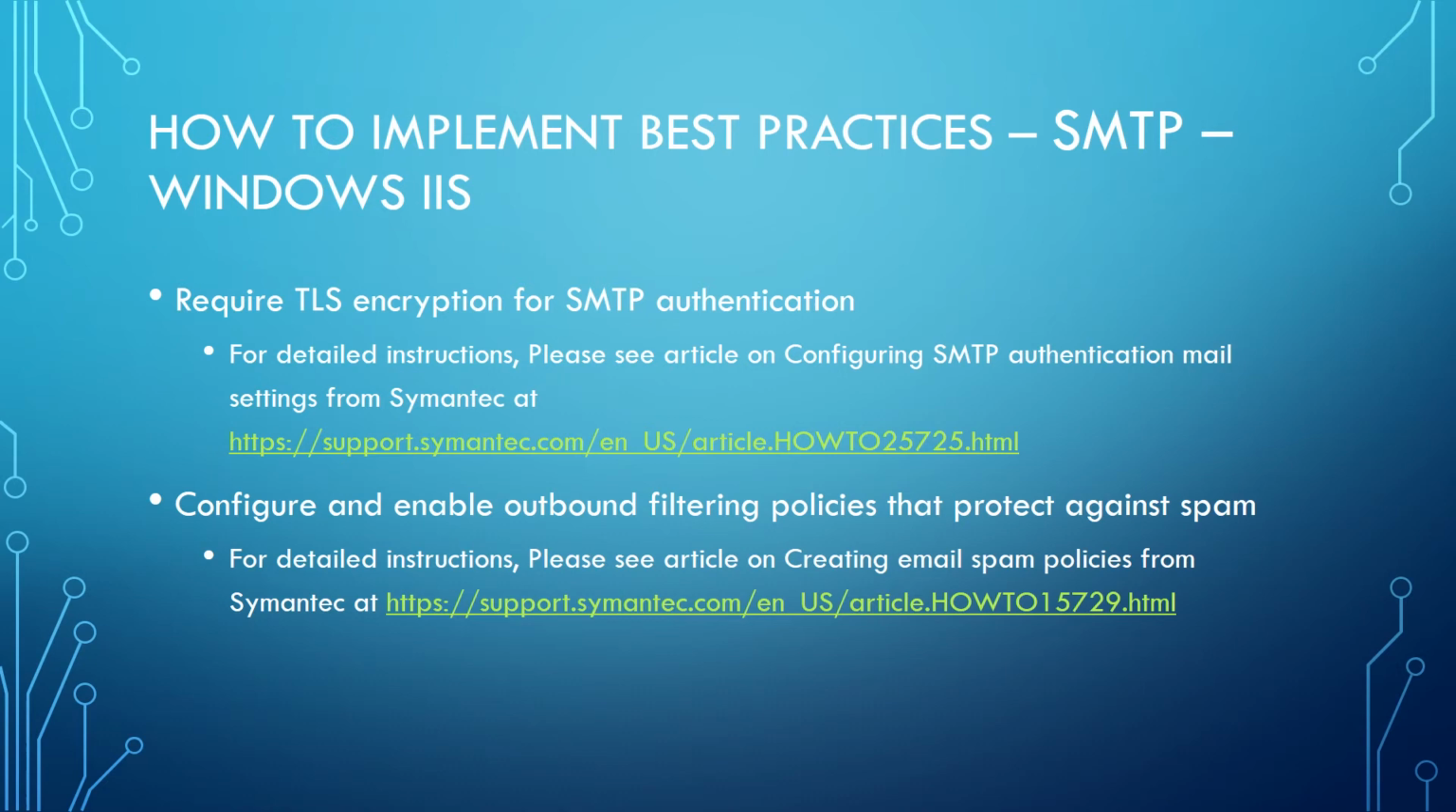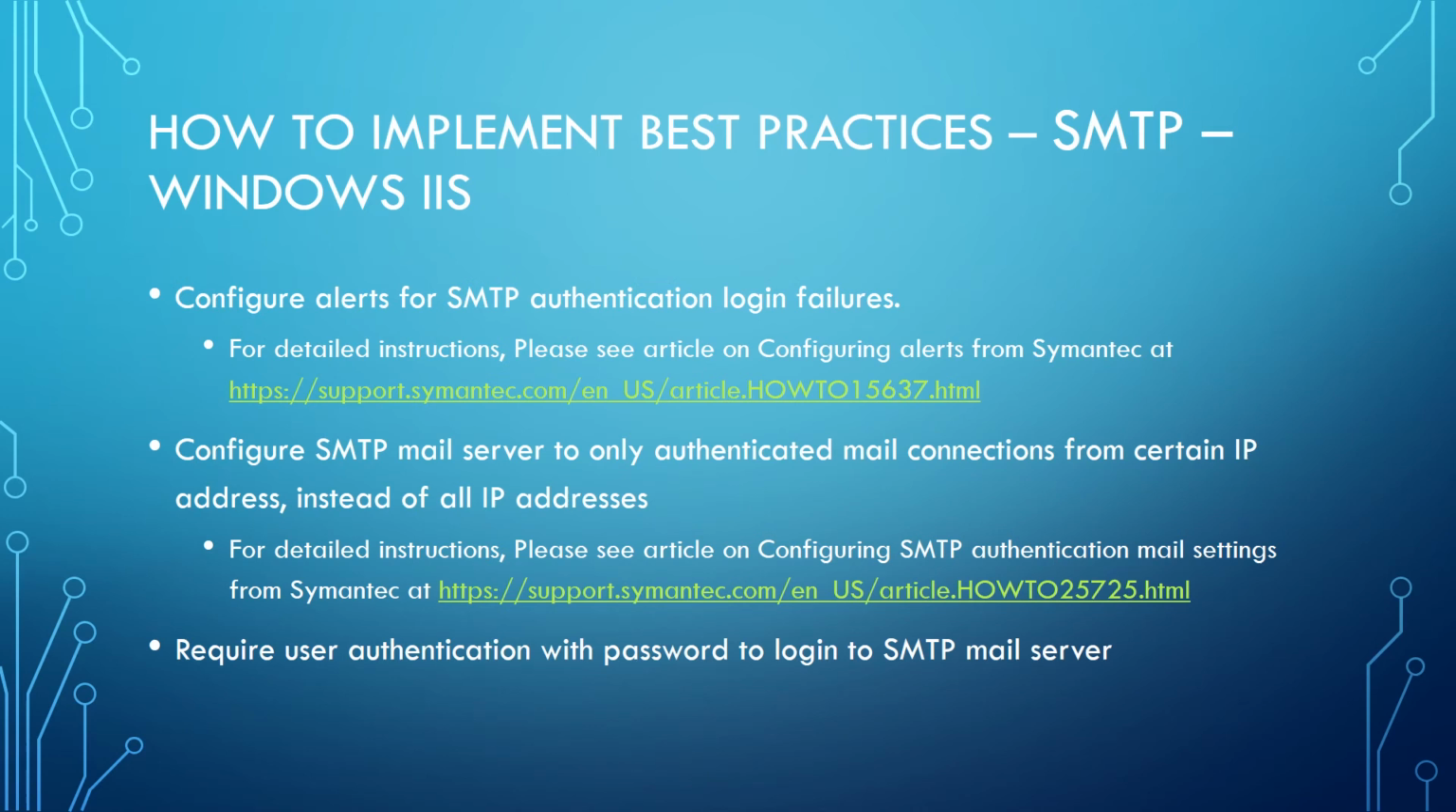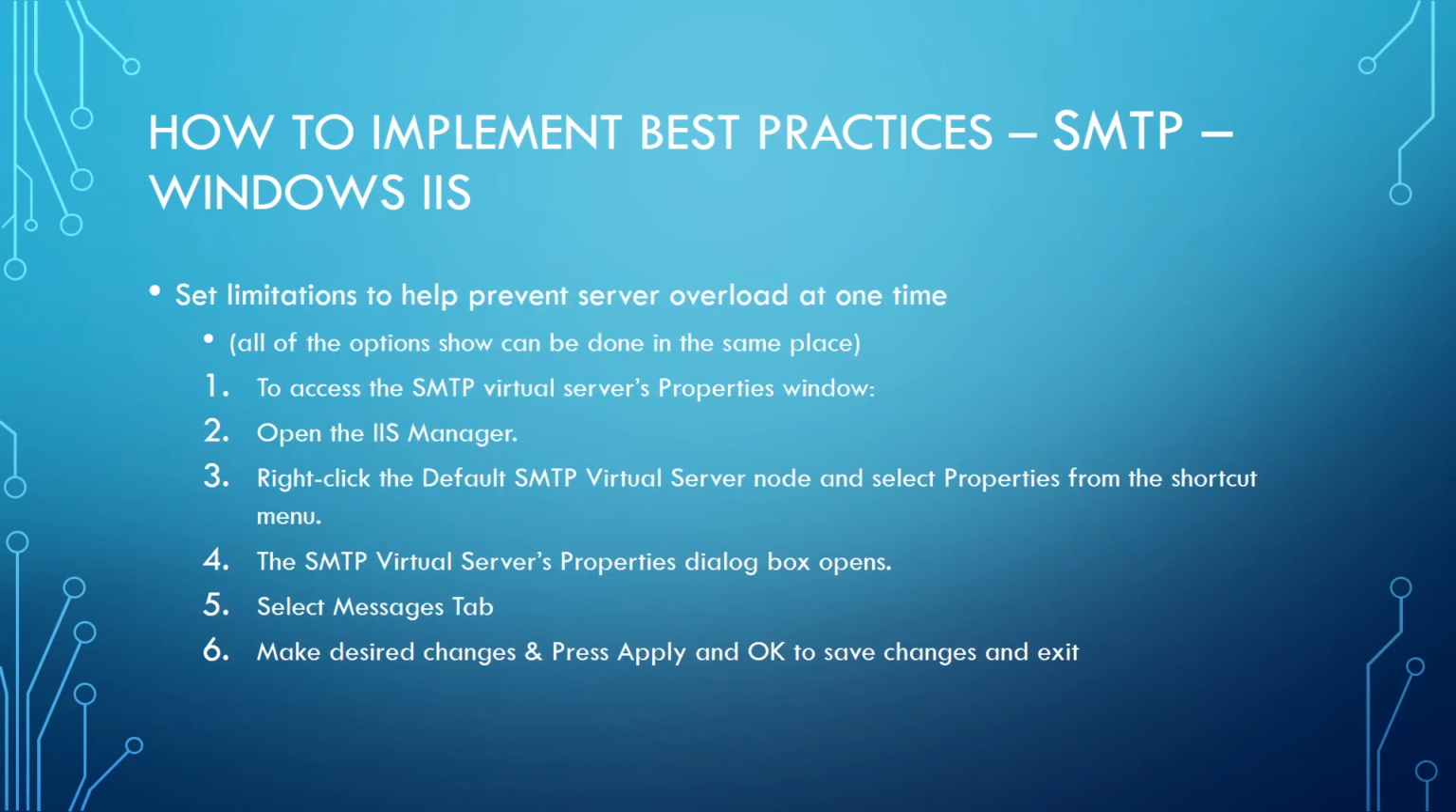First one, requiring TLS encryption for SMTP authentication. Second one is configuring and enabling outbound filtering policies that protect against spam. Third one is configuring alerts for SMTP authentication login failures. Fourth one is requiring specific IP addresses instead of all IP addresses when you configure the SMTP mail server for authentication. And then how to prevent overloads on the server.